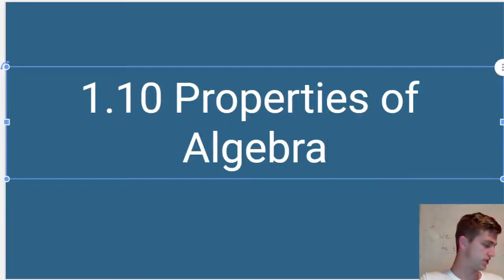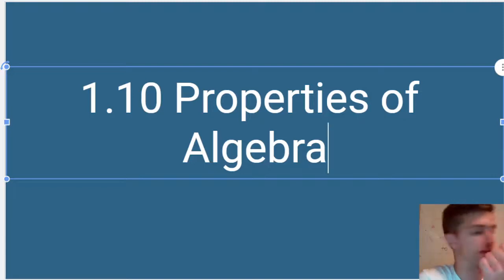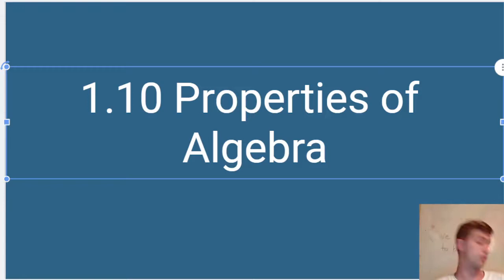Lesson 1.10, Properties of Algebra. A lot of this is a repeat. We've already covered the commutative property, associative property, and distributive property in a different video I have called Properties, so you can go back for those. But I will introduce the identity and inverse properties in this lesson.